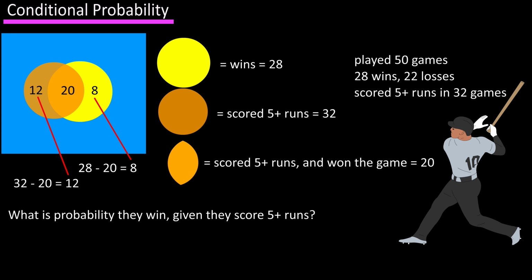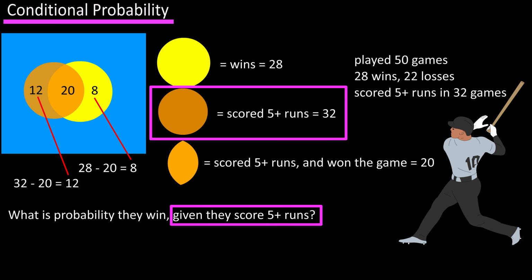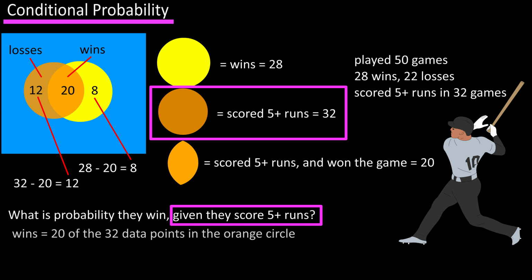So based on this data, what is the probability they win the game given they score 5 or more runs? Since it's given that they score 5 or more runs, the sample space is narrowed to just the orange circle of 32. And in this orange circle, there are 2 sections: wins, the overlapping part of the circle, and losses, the non-overlapping part. The wins area is 20 of the 32 in the new sample space. So 20 divided by 32 equals 0.625 or 62.5%. So given they score 5 or more runs, there's a 62.5% probability they win the game.